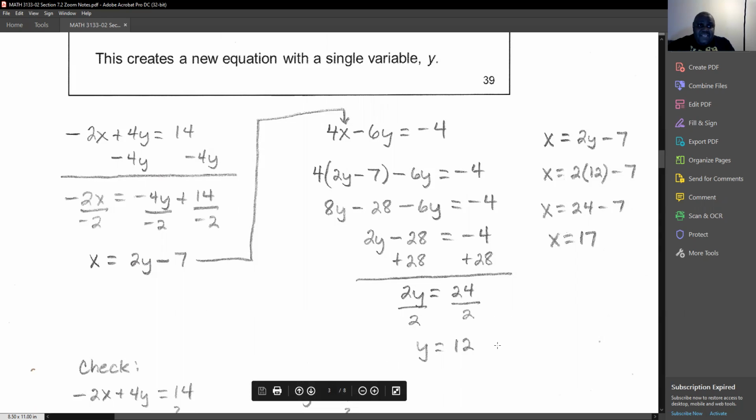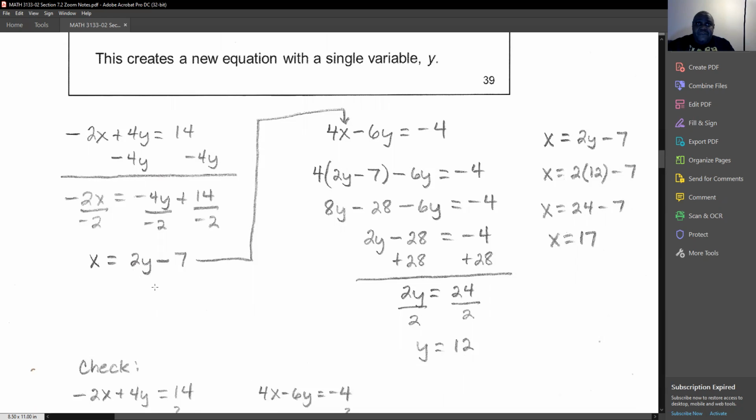So I know what y is equal to. That's equal to 12. I need to know what x is equal to, because when you're solving a system of linear equations, you want to know what x is equal to and what y is equal to. I know y is 12. Now we need to find out what x is equal to. In this case, I get x is equal to 2y minus 7.